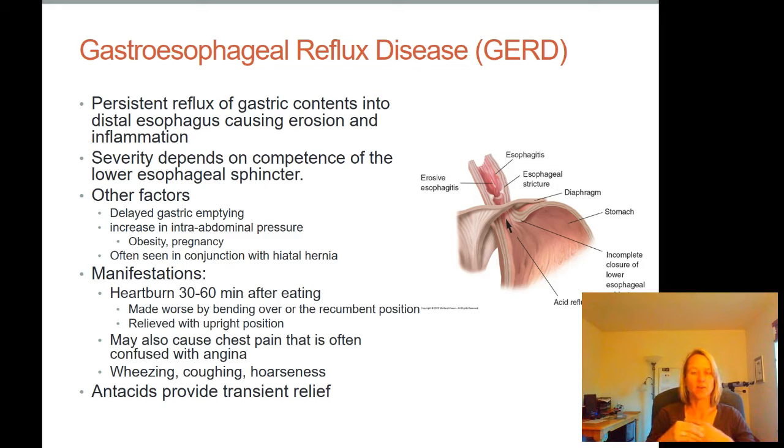Manifestations include heartburn 30 to 60 minutes after eating, and this can be made worse by bending over or lying down in the recumbent position. It's often relieved by the upright position. Okay, gravity helps. It may also cause chest pain, or it feels like chest pain. That often gets confused with angina. It can lead to wheezing, coughing, and hoarseness if some of the acidic contents irritate the airways. Antacids can provide some transient relief.